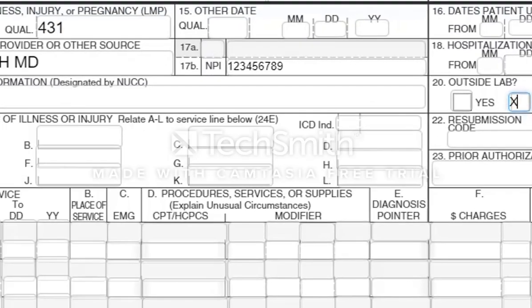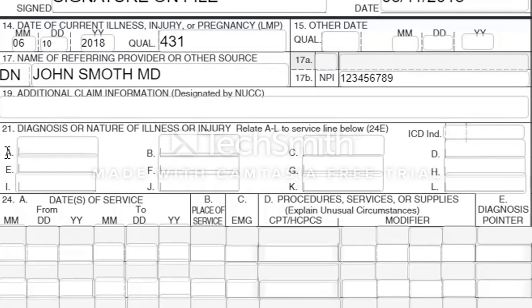Now, block 21, this is where you're going to have your information about the encounter. Okay, this is where we put the patient's diagnosis codes. So there's 2 parts here. So first, on the right-hand side above the letter D is your ICD indicator.